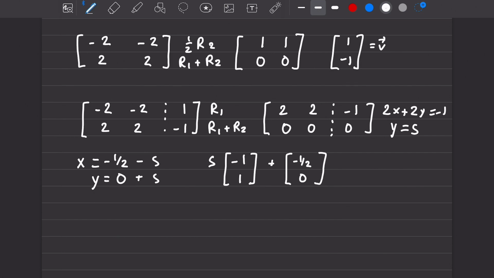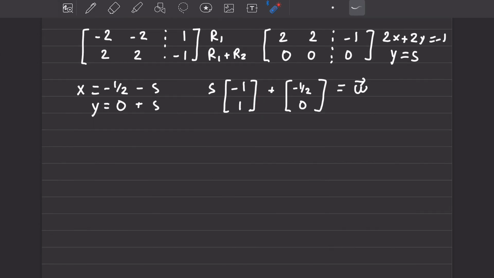So like I said before, this is going to be our w. Let me actually write that so you guys know. This is our w vector. And you can see, like I said before, that this whole thing over here is repeated information. It's just a multiple of this. So the part we're interested in is this thing over here. And that's pretty much it.